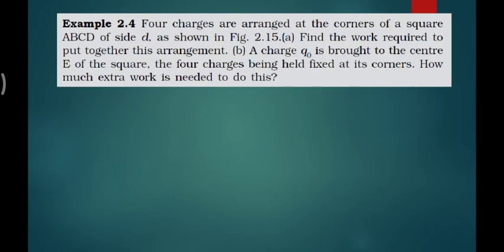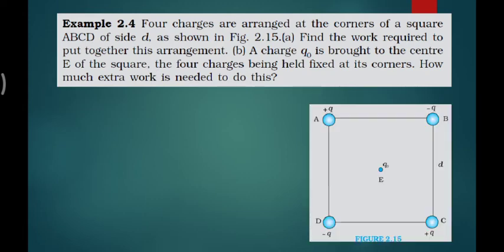Let's go for an example through which we can understand better. There are 4 charges on the corners A, B, C, D, where A is positive Q, B is negative Q, C is positive Q, and D is negative Q, on a square whose edges are of length small d. This is figure 2.15. What is the A task? We will focus on the first task, then we will go to the B task. Don't read the B task. Find the work required to put together this arrangement.